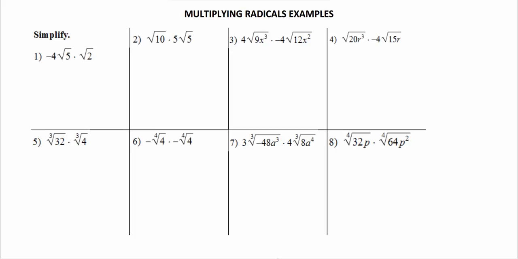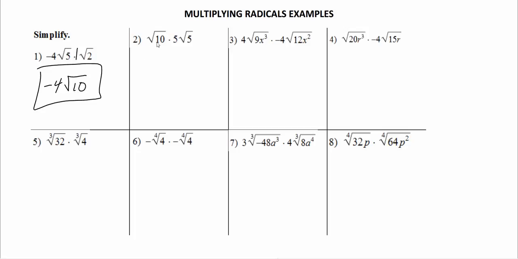So again, multiplying, I want to multiply inside with inside, outside with outside, but I want to break it down first. Well, 5 and 2 cannot be broken down. So inside with inside, that's root 10. 5 times 2 is 10. Outside with outside, so negative 4 times 1 is negative 4. That's it. That's all we're doing. This is not that terrible of a section.